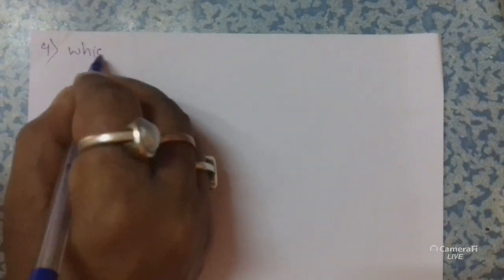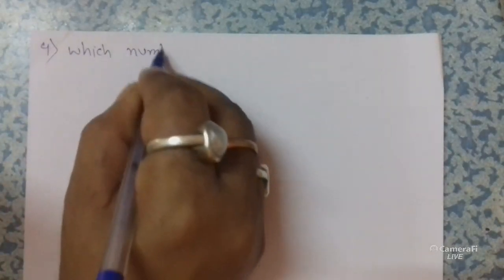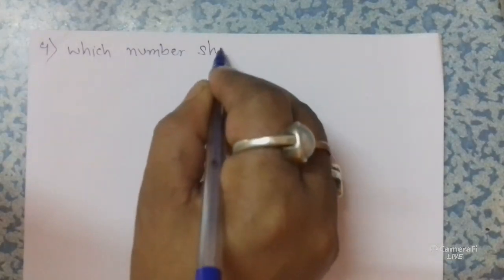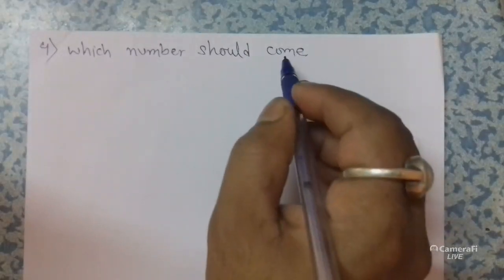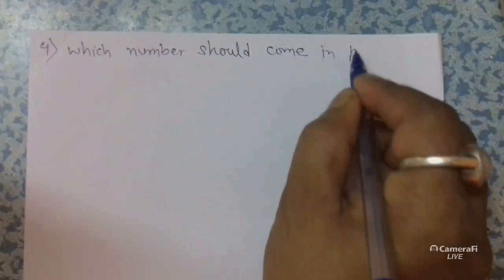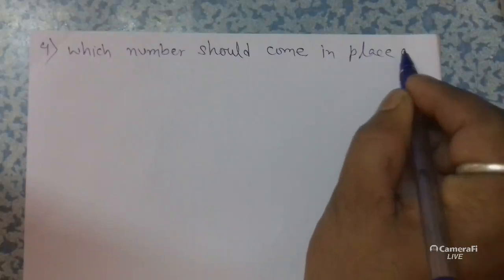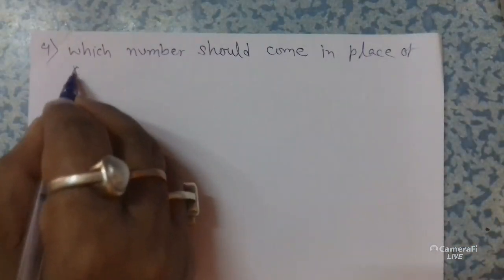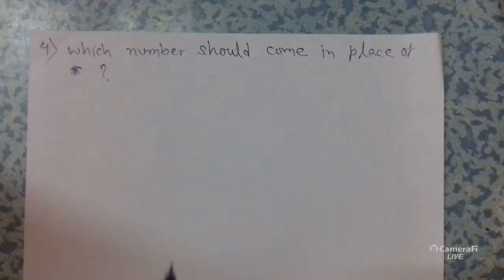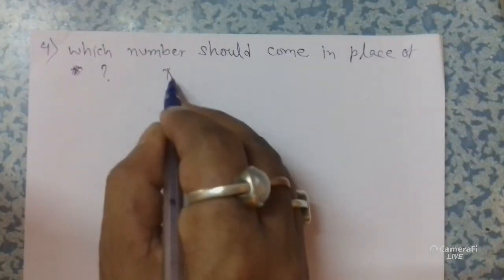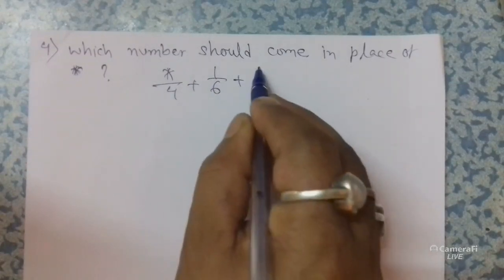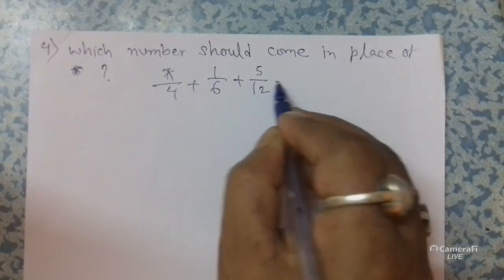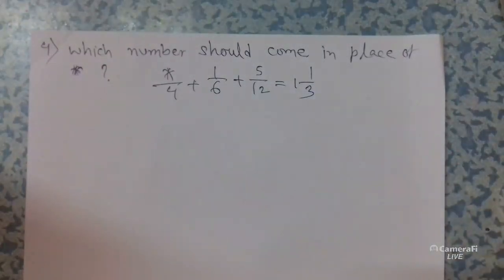Which number should come in place of star? So star by 4 plus 1 by 6 plus 5 by 12 is equal to 1 whole 1 by 3.